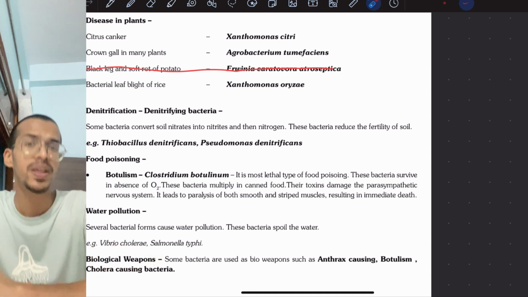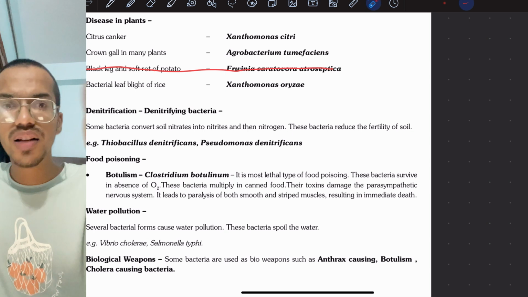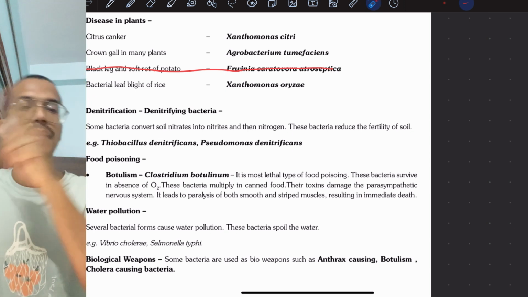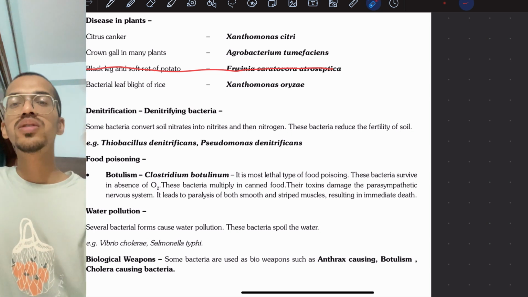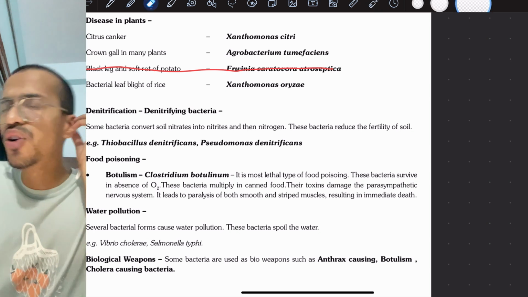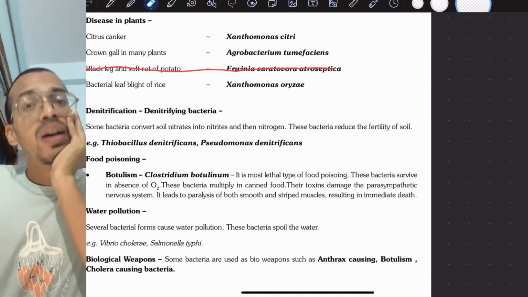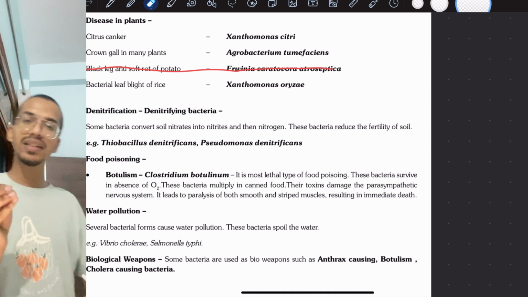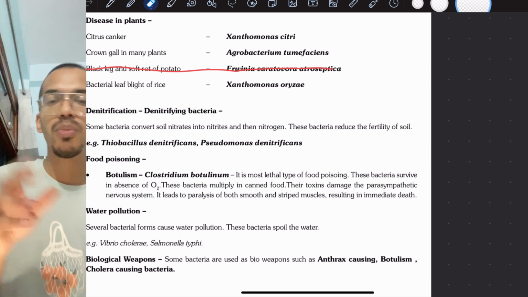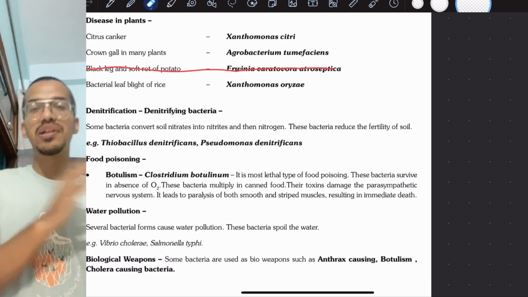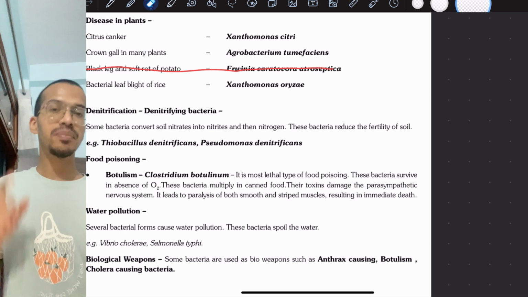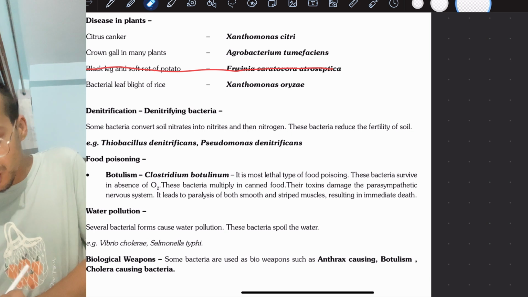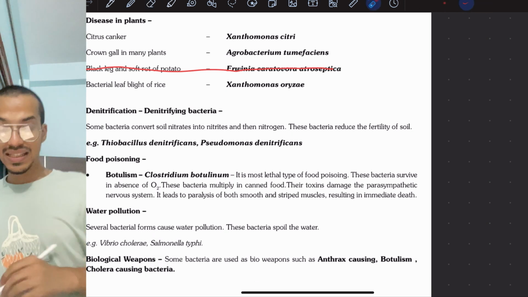Biological weapons are what? You might have heard during COVID that the coronavirus was a biological weapon made by China and thrown throughout the world to reduce the economy. So what do countries do? They make certain bacteria and viruses which affect the population and reduce the country's economy, growth, and prosperity through this kind of attack. So these bacteria act like biological weapons.